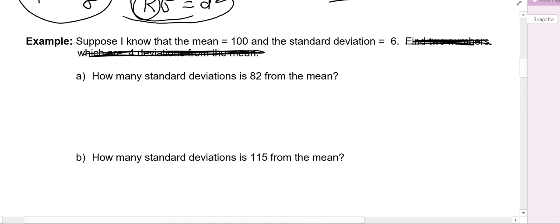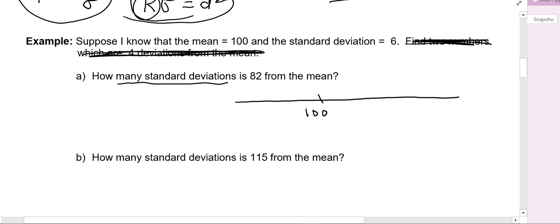All right. I'm given the mean is 100 and the standard deviation is 6. How many standard deviations is 82 from the mean? I want to know how many standard deviations is 82 from the mean. The previous problem, I was looking for these numbers. Now I'm looking for how many standard deviations. It's different. It's backwards, right? So I draw a number line.